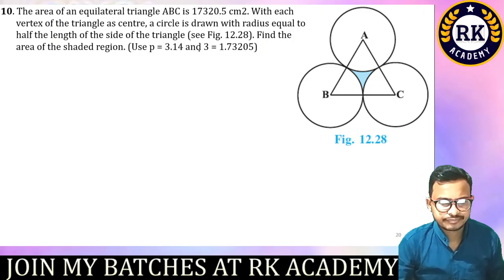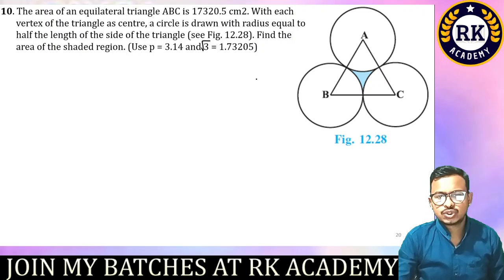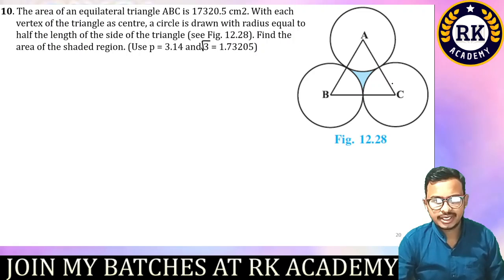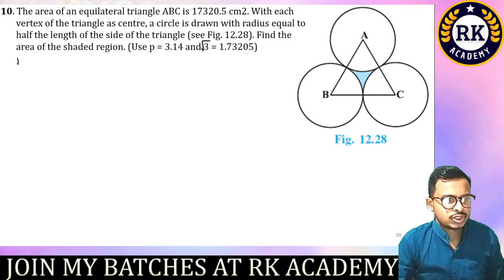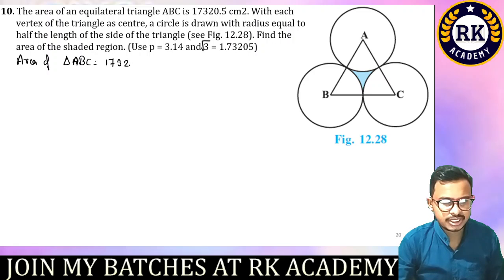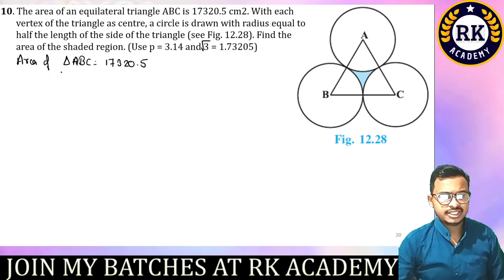Now look, they have provided an equilateral triangle. What is given in the question is the area of the equilateral triangle ABC. So ABC is an equilateral triangle whose area is 17320.5. Now, what is the area of an equilateral triangle?